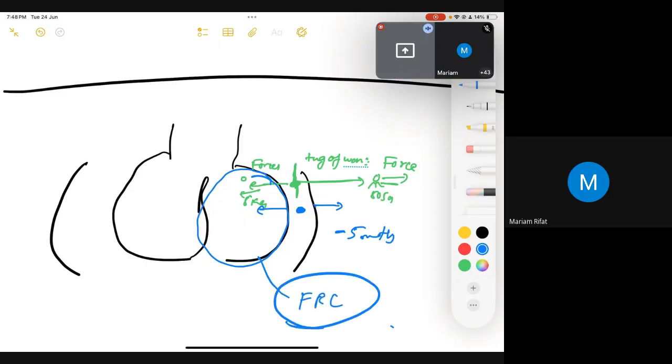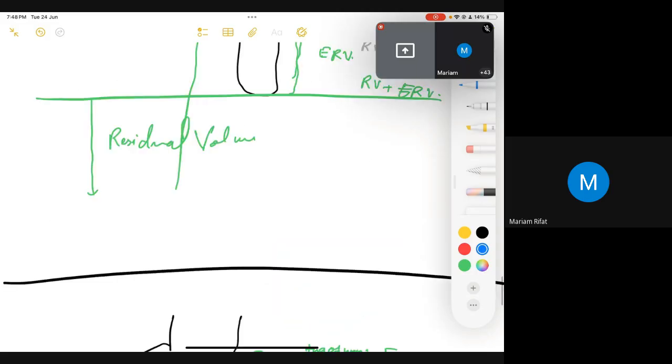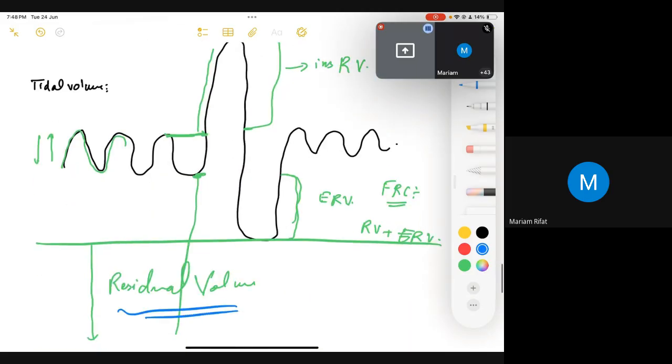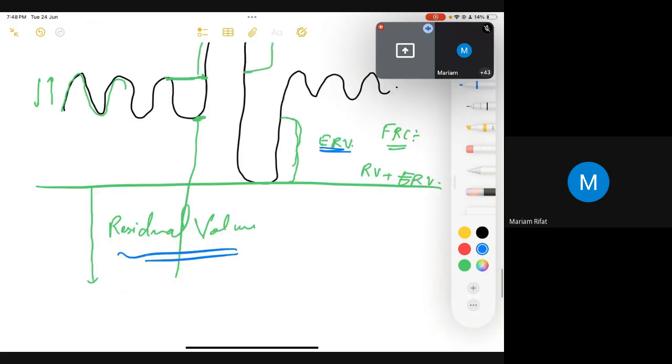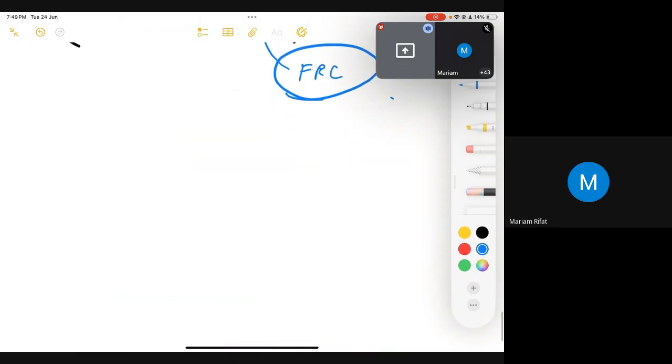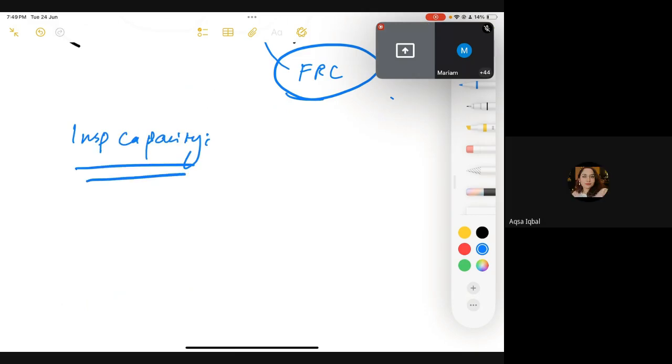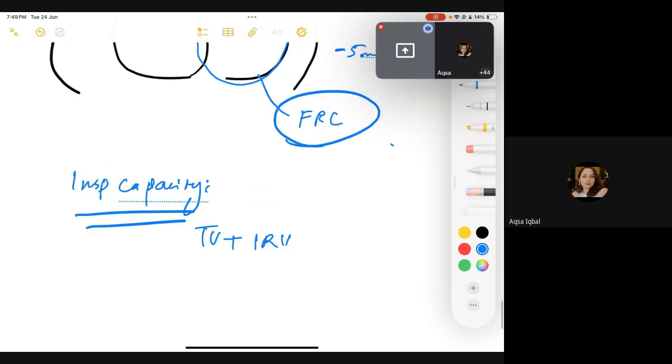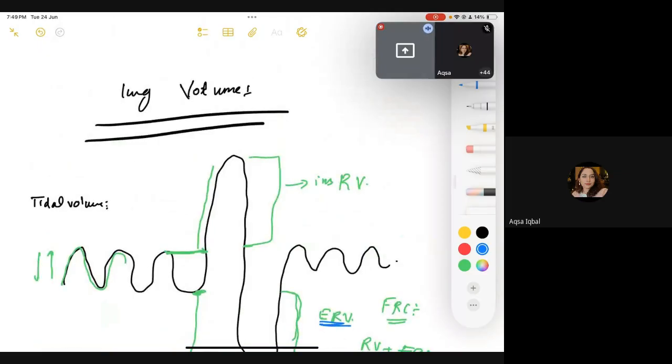Is it clear? Okay. So the FRC is the residual volume plus expiratory reserve volume. That's the same point where both of the forces, the tug of war, become equal at a single point. Is that clear? So what is inspiratory capacity? Can anyone tell me that? Inspiratory reserve volume plus the tidal volume. Perfect. So the tidal volume plus this point is the inspiratory capacity.